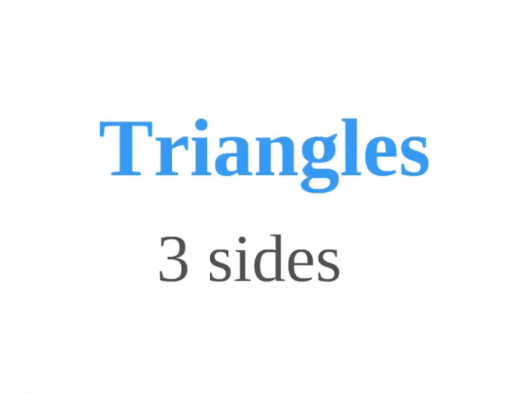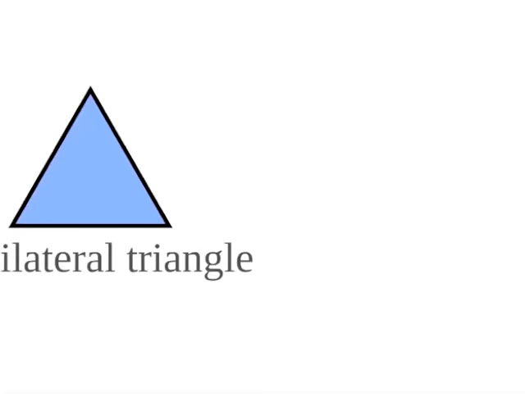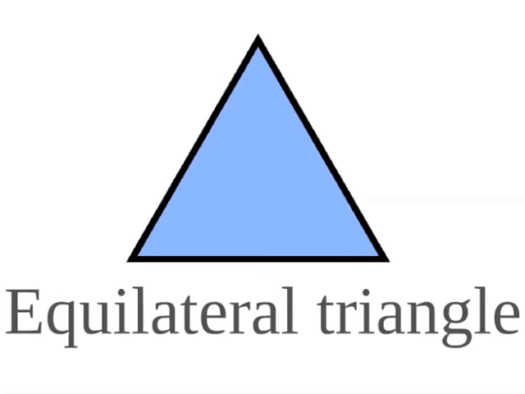So let's have a look at the family of polygons that we call triangles. That's polygons with 3 straight sides. A regular triangle isn't actually called a regular triangle. It's called an equilateral triangle. So a triangle where all 3 sides are the same length and all 3 angles are the same are called equilateral triangles.